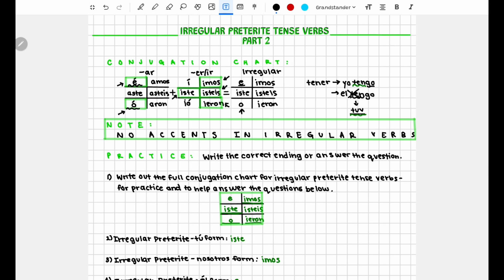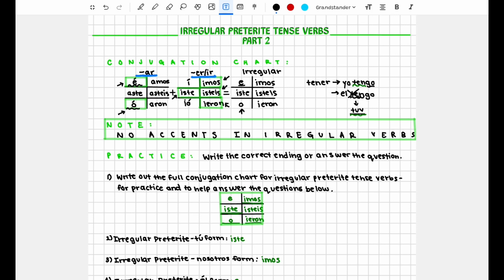So starting with part 1 and part 2. In part 1 we went over the endings. So first we saw the AR conjugation chart and the ER-IR conjugation chart. é, aste, ó, amos, asteis, aron, and í, iste, ió, imos, isteis, ieron.